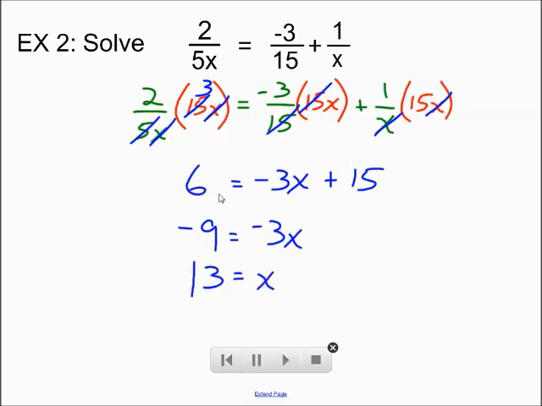Then we've just got a linear equation that we're going to solve, and that should be pretty quick for most of us: subtract 15 from both sides and then divide both sides by 3. Again, I would check for extraneous solutions, but plugging 3 into any of these denominators is not going to make it 0, so x is the value that solves this equation. I'm sorry, 3 is the value that solves this equation.